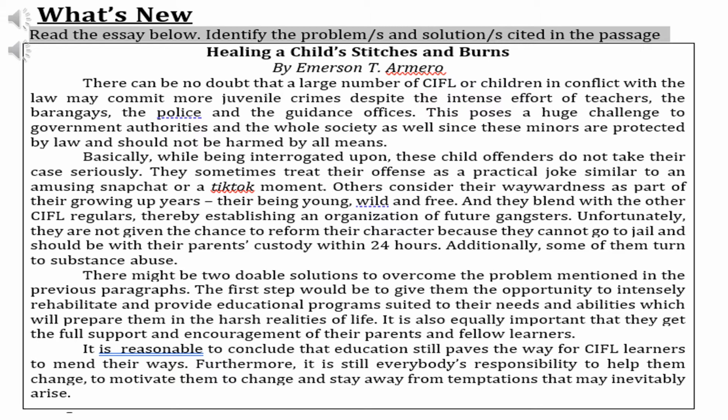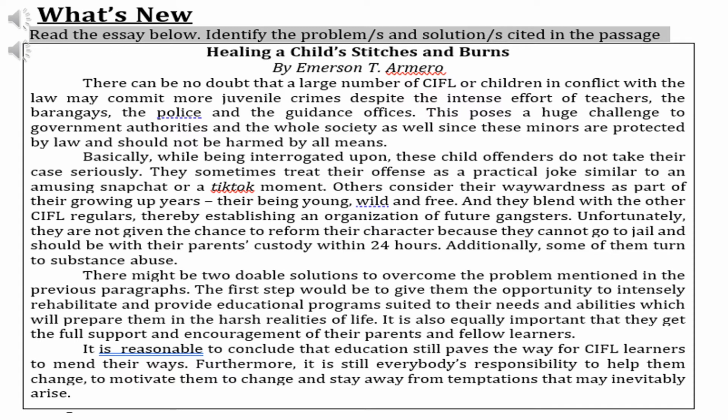Now let's have the problem and solutions cited in the passage or in the essay that we read. Of course, the problem is: there can be no doubt that a large number of CIFL or children in conflict with the law may commit more juvenile crimes despite the intense effort of teachers, the barangays, the police, and the guidance offices. For the solutions, as said in paragraph number 3, there might be two doable solutions to overcome the problem mentioned in the previous paragraphs.